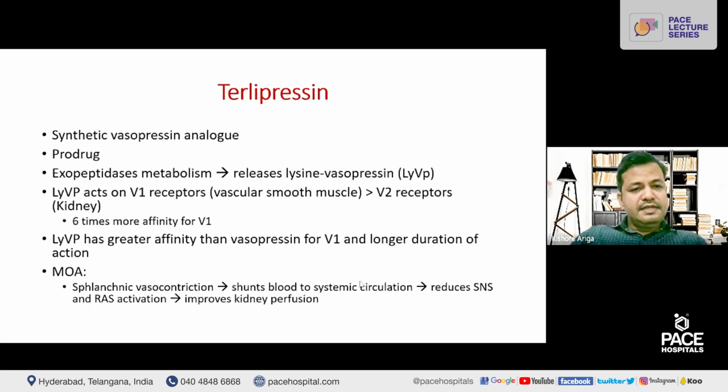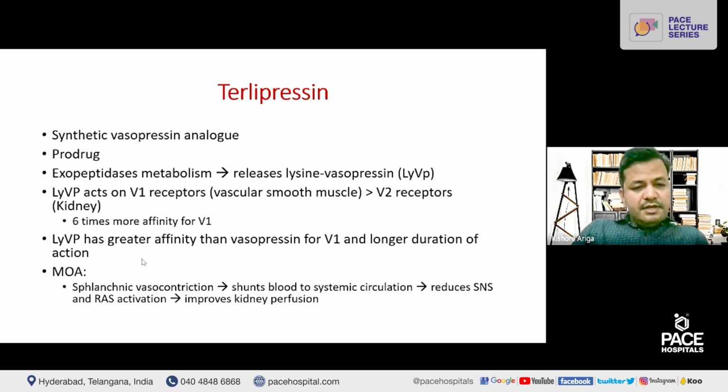Terlipressin is a synthetic vasopressin analog. It is a prodrug. It is metabolized by exopeptidases to release lysine vasopressin. And this lysine vasopressin has more affinity for V1 receptors when compared to V2 receptors, which are present in the kidney. V1 receptors are present in the vascular smooth muscle, and the affinity is 6 times more for V1 receptors. And compared to vasopressin alone, lysine vasopressin has the advantage of more affinity for V1 receptors and a longer duration of action.